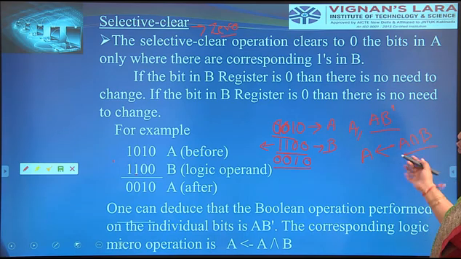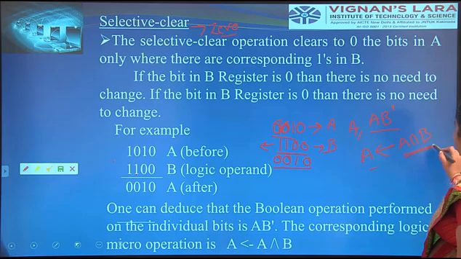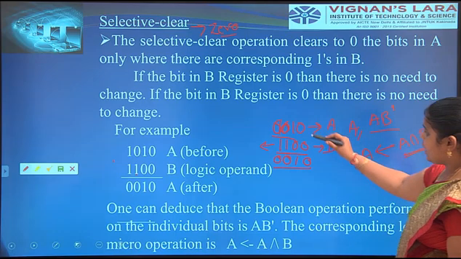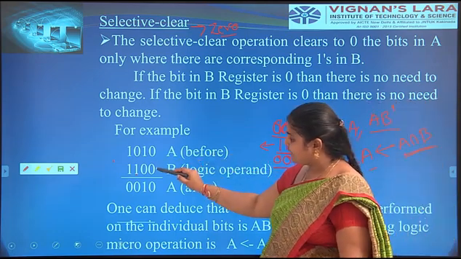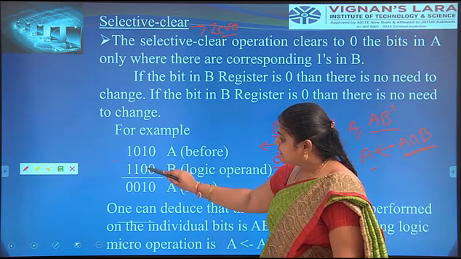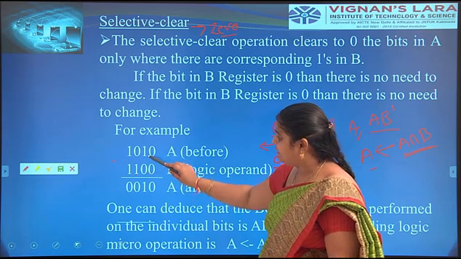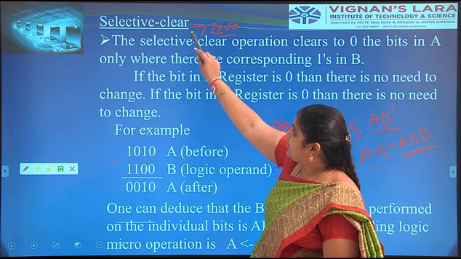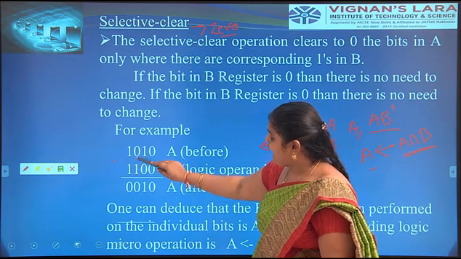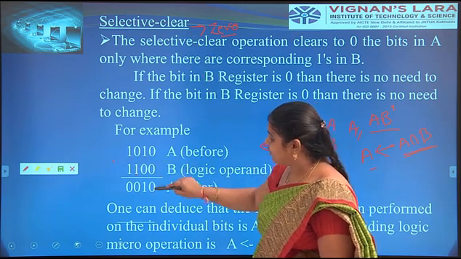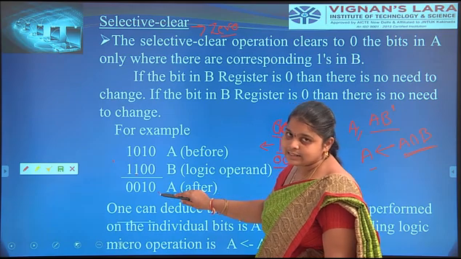There is no meaning to this operation, that's why we have to place it as A and B. This is the A operation and this is the B operation. Where B has zeros, there is no change in the A bit. Here 1, that is clear, means 0. Where B is 1 we have to change A to 0. This is the final result of the selective clear.